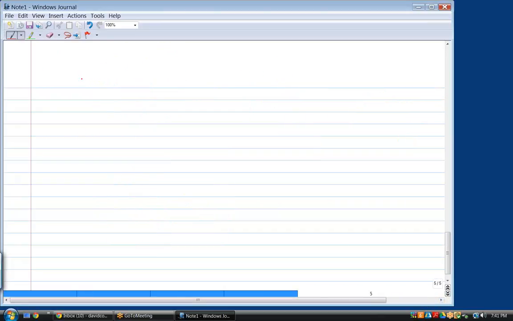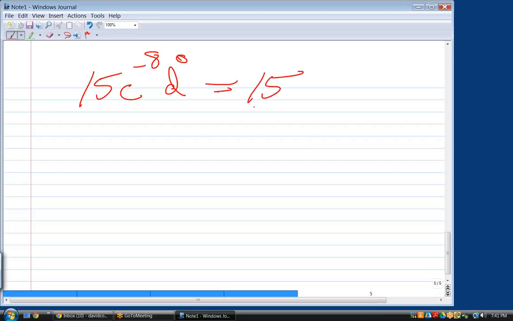Okay, this one is 15c to the power of negative 8, d to the power of 0. Okay, the number doesn't change. What is c to the minus 8th? It's going to be 1 over c to the power of 8. What's d to the 0? 1. Don't even need to put it in there. There's your answer. Okay.